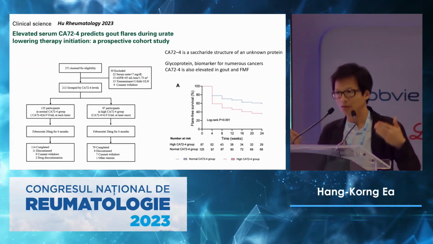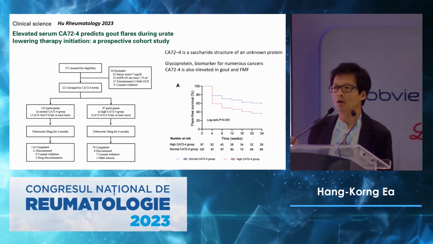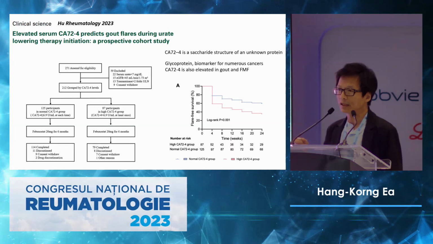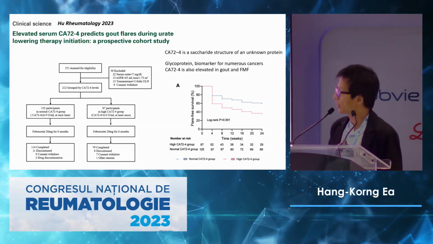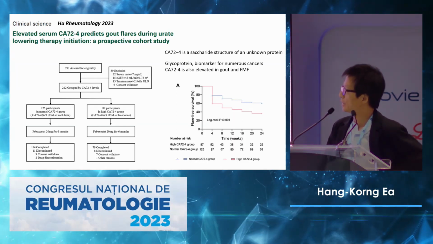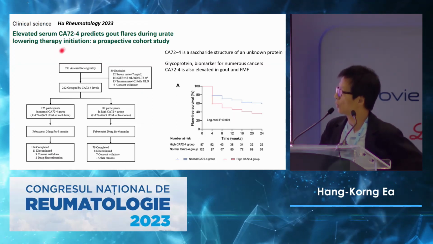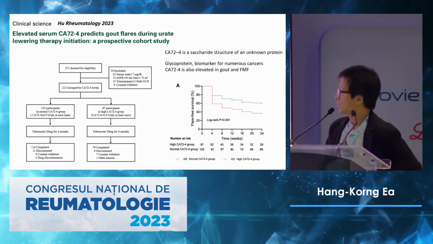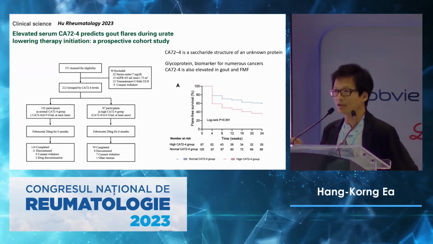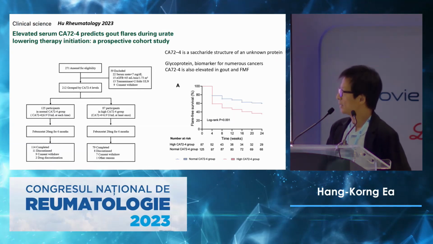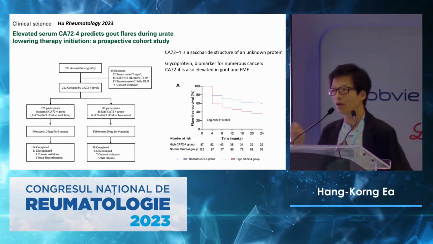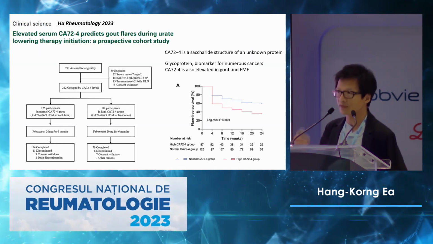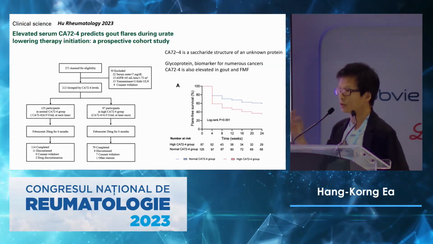Another paper also assessed whether there are other factors that can initiate the flare, and these proteins come up in this work. So this protein, CA72.4, is a glycoprotein, a biomarker of ovarian cancer, and the authors have already observed and published that in gouty patients, the concentration of this protein is higher compared to healthy controls.